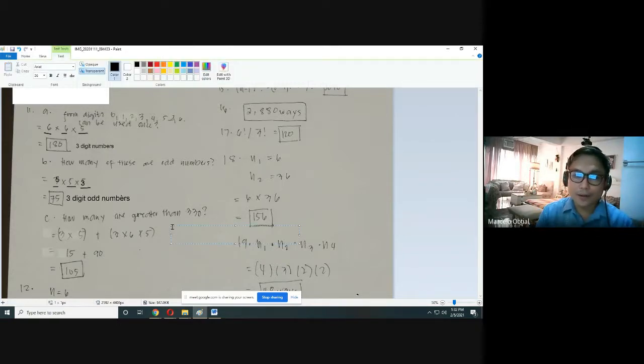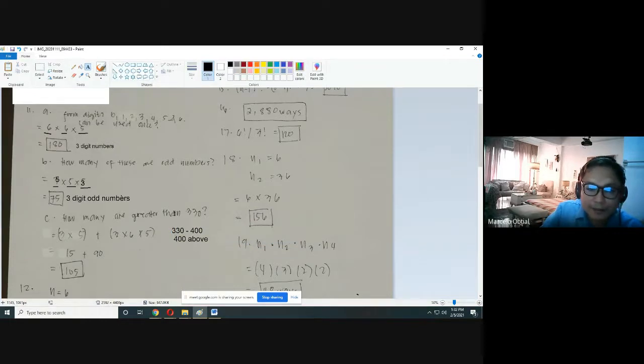I-divide natin sa dalawang analysis, no? Kumbaga 330 400. Okay? Ilan yung numbers na belong sa 330 to 400 and 400 above? Okay? I-separate natin kasi mahirap siya i-analyze kapag diretso, no? So, bibilangin natin kung ilang 3-digit numbers na nabilong sa 330 to 400. Ang ginawa ng estudyante ko before class, i-share lang ha.